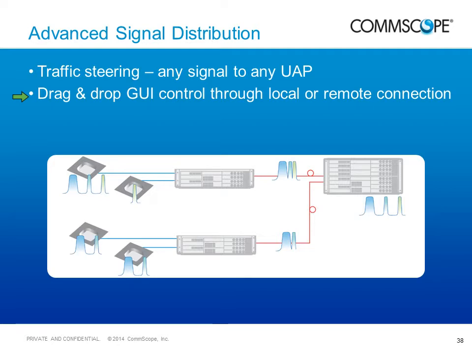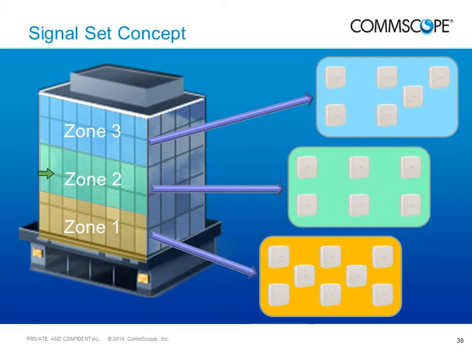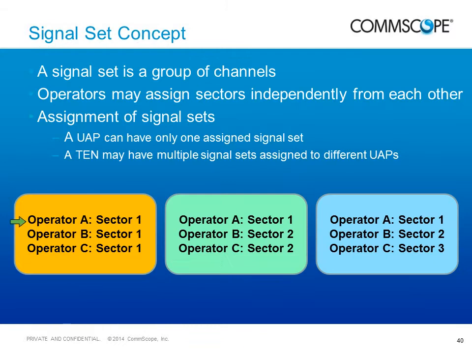If we have a building that has 3 zones, these 3 zones would be the same for any operator that is joining this enterprise DAS, and each zone has a certain number of UAPs assigned for that. So this is common information for all the operators. Now we have 3 operators, operators A, B, and C. They have different number of sectors. So zone 1, 2, and 3. Operator C has 3 different sectors, whereas operator A only has 1 sector across those 3 zones.